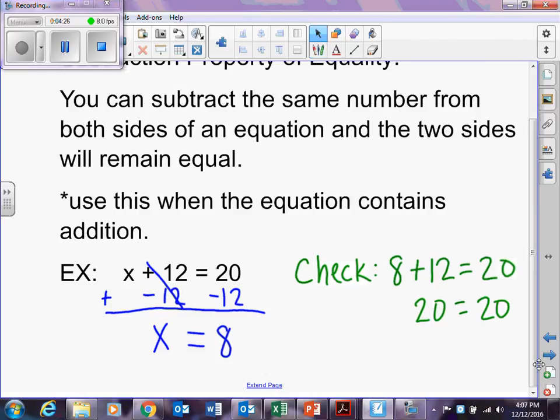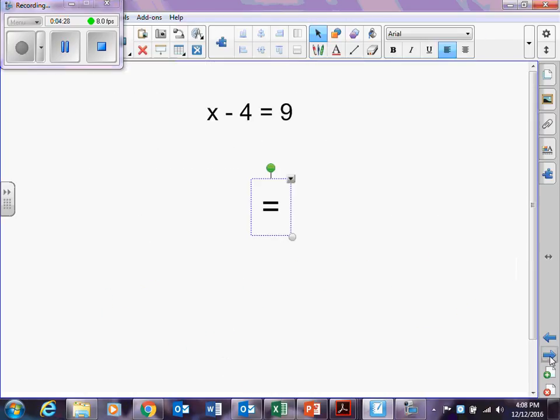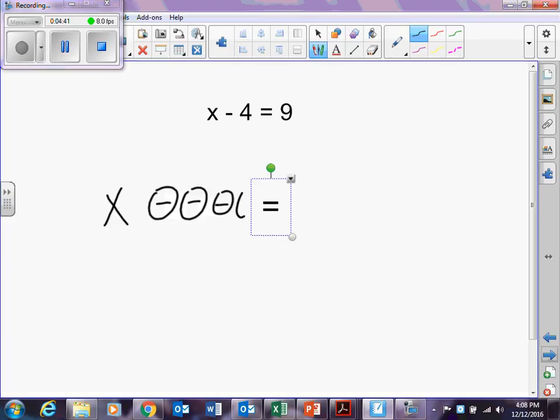All right, so let's do a problem now with subtraction in it. x minus 4 equals 9. So I know that I have x on this side, and I have 4 negatives. We're going to picture this as 4 negatives. 1, 2, 3, 4. On the right-hand side, I have 9 positives.